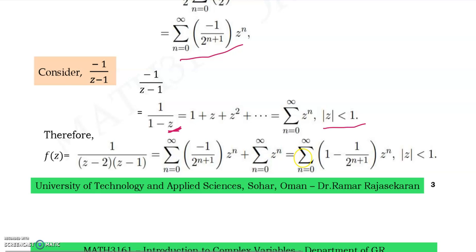Here I just substitute. Then sigma n equal to 0 to infinity. See, in both summations z power n is common, so what is remaining here? 1 minus this one. I just combine both into a single summation. That's it. This is the Laurent series of the given function f of z.